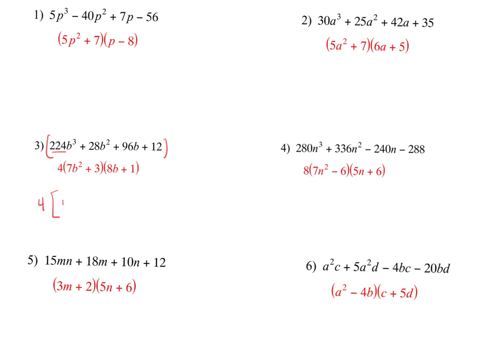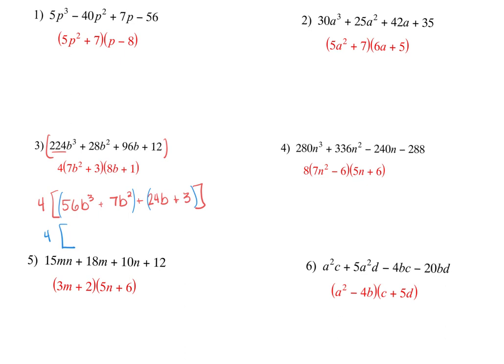So you're going to get 56b cubed there plus 7b squared. So once you pull out your common factor, then you want to factor by grouping. And so then you're going to do your grouping here. Leave that common factor out.